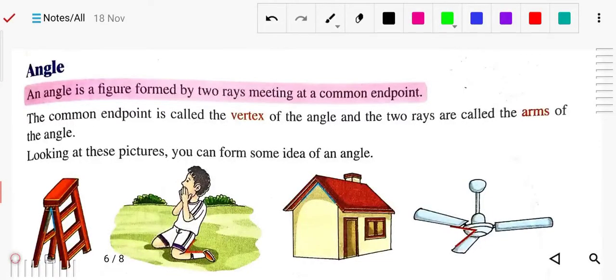Good morning, students. Today we will study angles, page number 173. First of all, what is an angle? An angle is a figure formed by two rays meeting at a common endpoint.